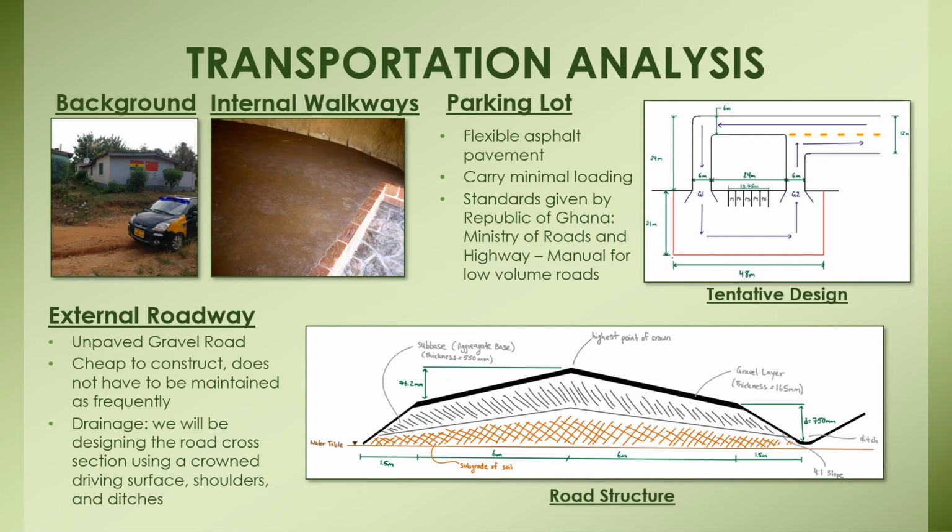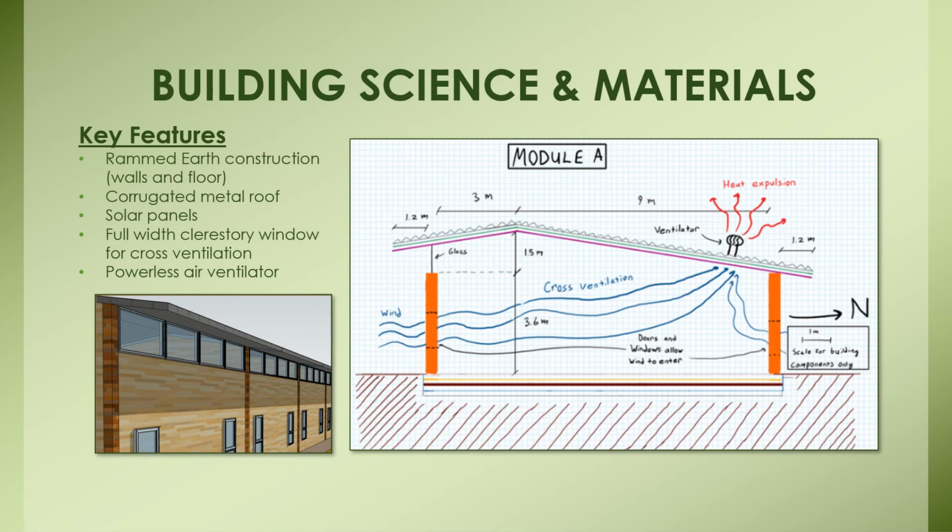create earth flooring. One very important aspect of the school is that it is built with rammed earth. The material is inherently insulated and has sound insulating qualities which make it a perfect wall for classrooms and educational facilities. We decided to use solar panels to save electricity costs by using less energy from the grid. For natural ventilation, powerless air ventilators were used along with full-width operable clerestory windows added on the back of every module to allow the hot air to escape.